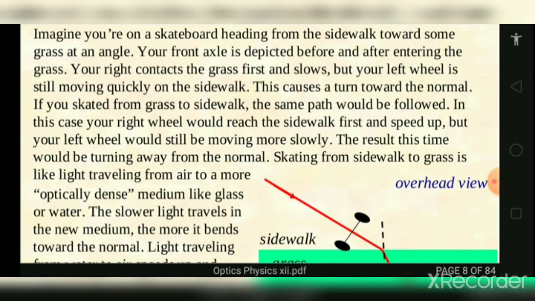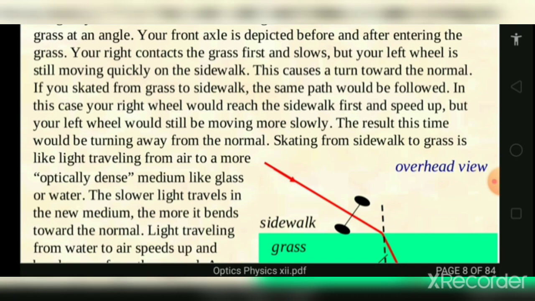Now just imagine you are on a skateboard heading from the sidewalk towards some grass at an angle. Your right wheel makes contact with the grass first and slows down, but your left wheel is still moving quickly on the sidewalk. This causes a turn towards the normal.